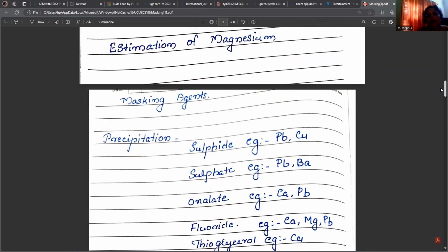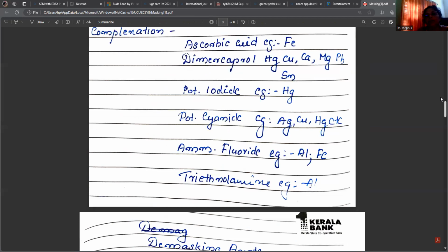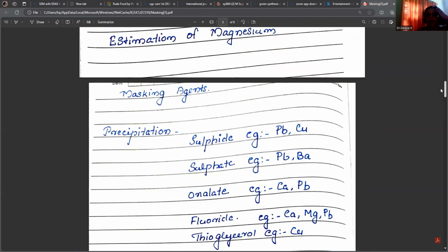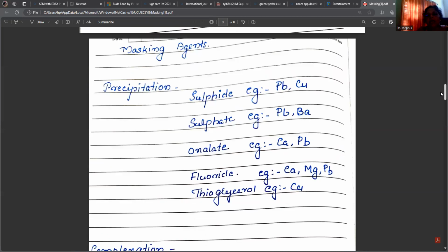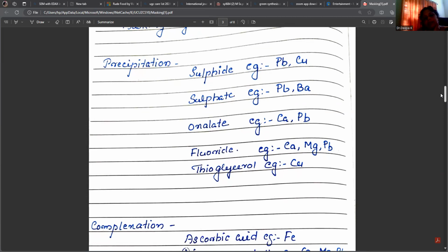Masking can be done either by precipitation or by complexation. The precipitating agents may be sulfide or sulfate. For example, lead and copper can be masked by precipitation with sulfide, and lead and barium can be masked by precipitation with sulfate. Calcium and lead can be masked by precipitation with oxalate, and calcium, magnesium, and lead can be masked by converting them into fluorides. And copper can be masked by thioglycerol.